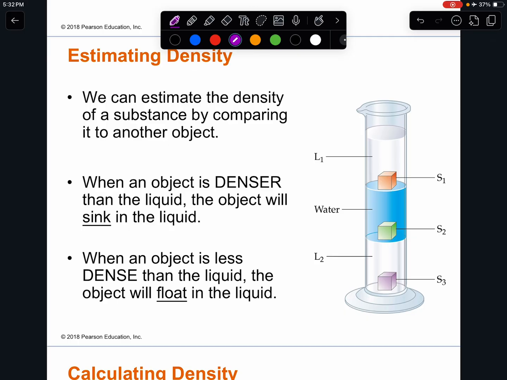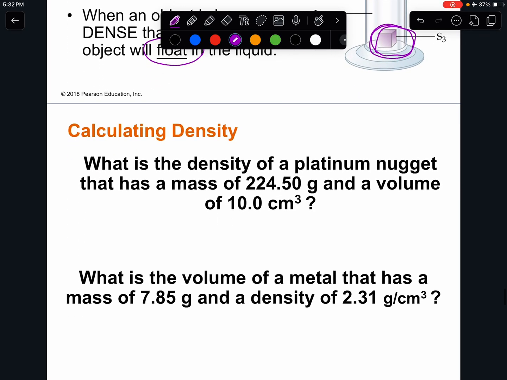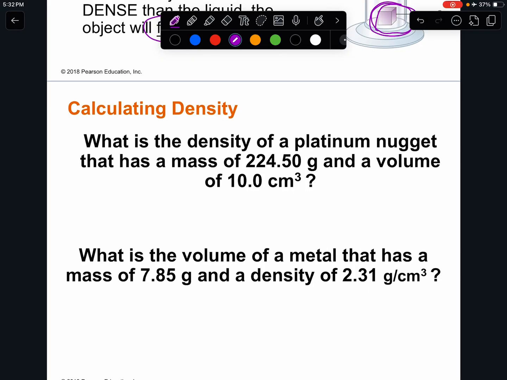So keep in mind when you're looking at something, its density: if it sinks in another object, then the object is denser. So if the object sinks, it is denser than what it is in. If the object floats, it is less dense than what it is in. So you can use kind of a graduated cylinder method to just, without actual numbers, see which one is more or less dense here. Obviously, out of this graduated cylinder, S3 is the densest object, and L1 is the lightest, or the least dense liquid.